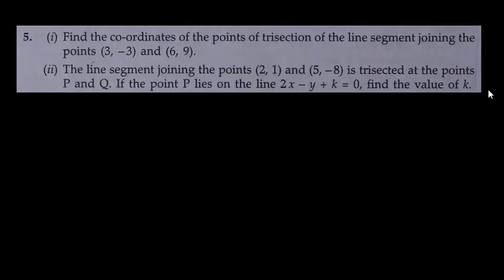Question number 5 is: find the coordinates of the points of trisection of the line segment joining the points (3, -3) and (6, 9). Okay, so see what this problem says. Suppose we have 2 points, one point A which is (x1, y1), and another point B which is (x2, y2), and we have to find the coordinates of the points of trisection. Trisection means there are 2 points which will divide this AB in 3 equal parts.